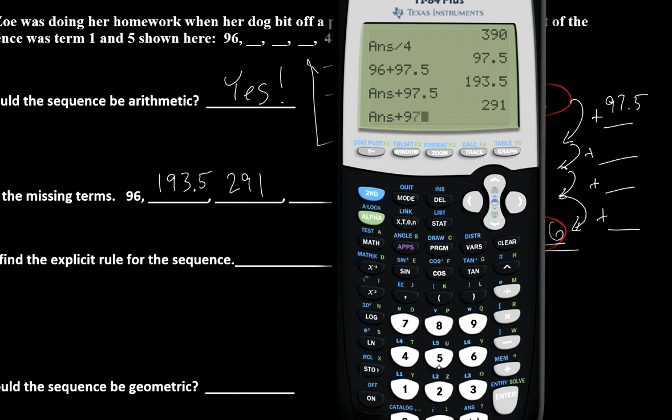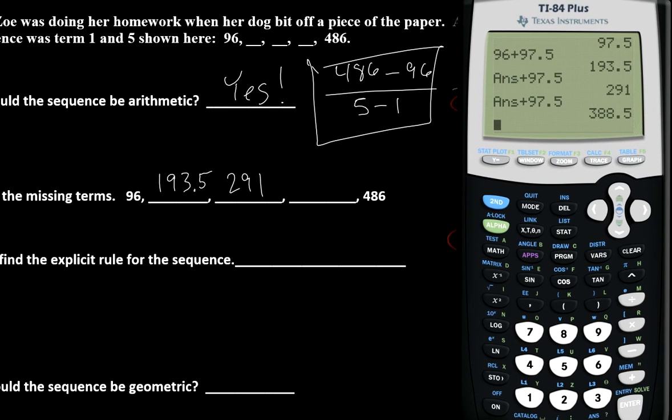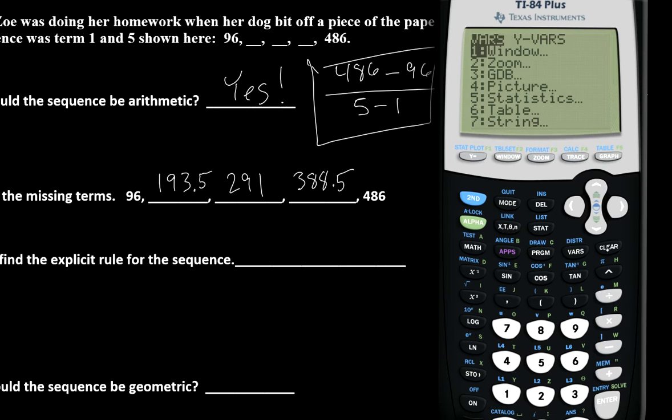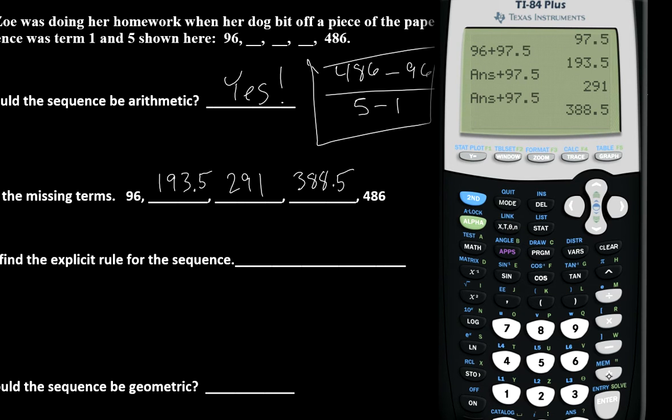Plus 97.5. I land at 388.5. And just for a check, I'm going to go ahead and add the last one. Whoops, clear that. So I'll say plus 97.5. And if this was perfect, we should land at 486. And we do. We land at 486.